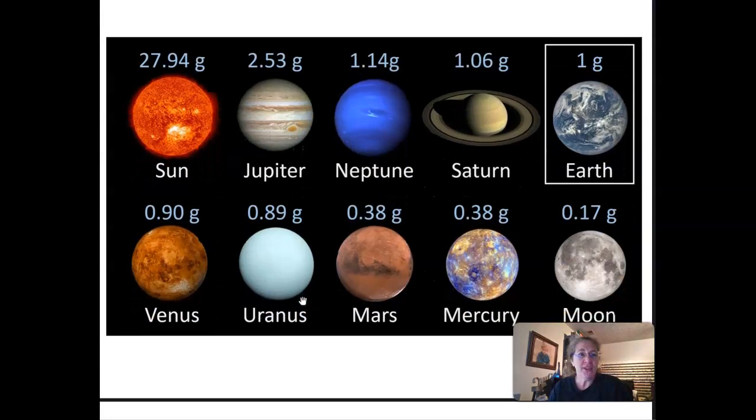Here are some comparisons of the surface gravity of some planets. If you were on Jupiter, you would weigh about 2.5 times more than you would here on Earth. But if you traveled to Venus, Uranus, Mars, Mercury, or the moon, you would weigh less. You'd still have the same mass, though. That wouldn't change.